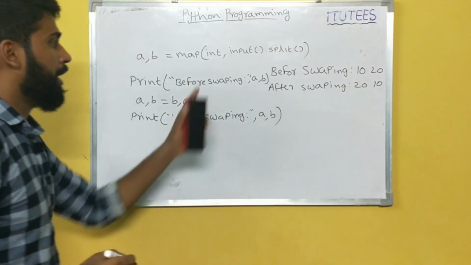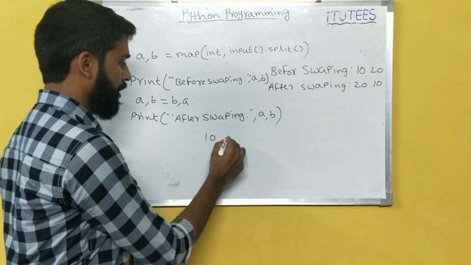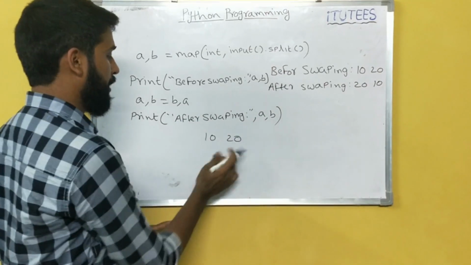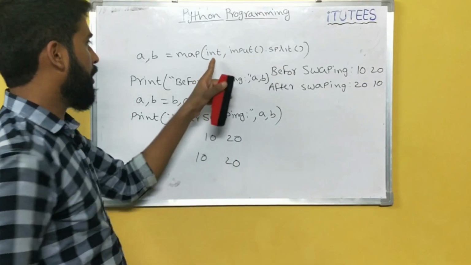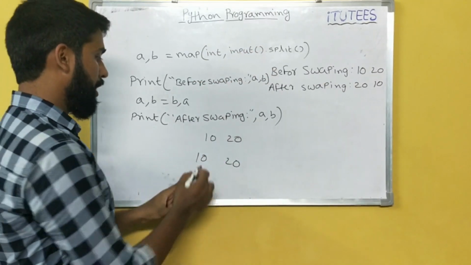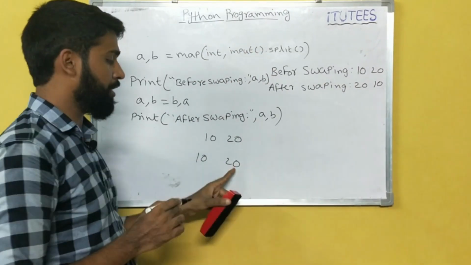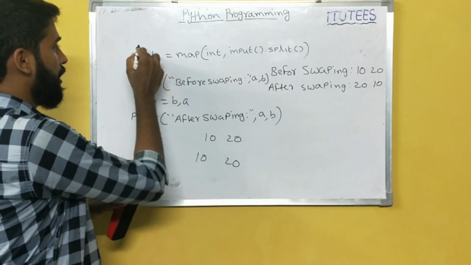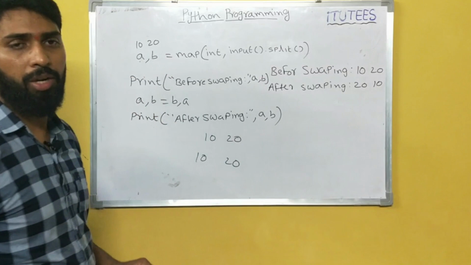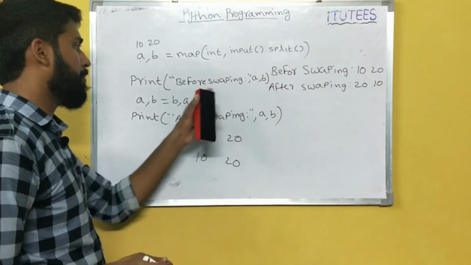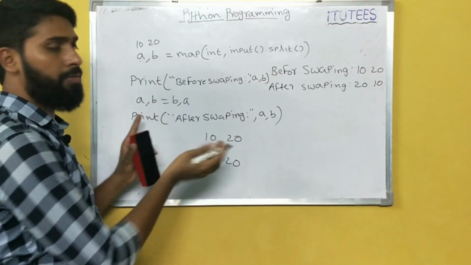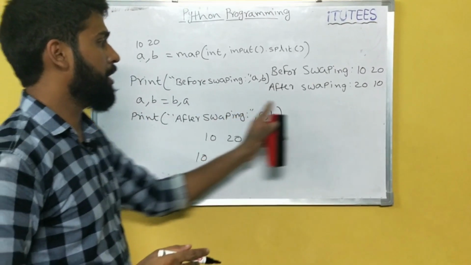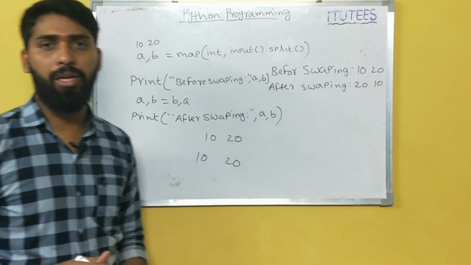What does that mean? What is the input here? 10, 20. Split means that when a blank space occurs, it splits. That means 10 and 20, and now you apply integer on these two: 10 becomes an integer, 20 becomes an integer, and you assign these to a and b. Now a equals 10, b equals 20. After that, print before swapping 10, 20. Then write the instruction for swapping, and print after swapping 20, 10.